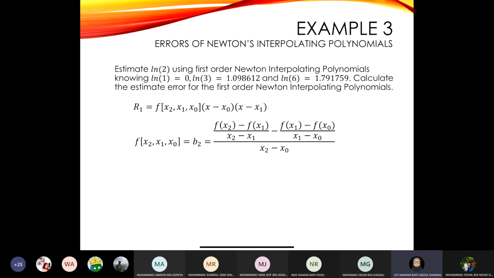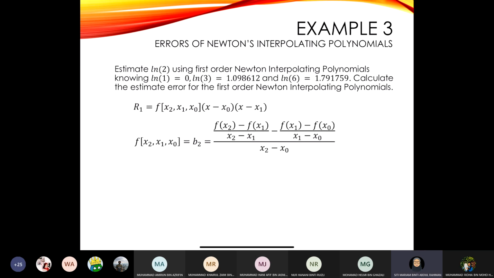So let's say we want to estimate ln 2 using first order Newton interpolating polynomial, knowing the values. So kat sini kita tahu, we know the value of ln 1, ln 2, ln 3 and also ln 6. So the same question tadi tu. And then we want to calculate the estimate of error of the first order. So first order maknanya between 1 and 3 lah kan. Between 2 points je. So kalau kita nak tahu error dia, kita kena cari one order extra lagi.